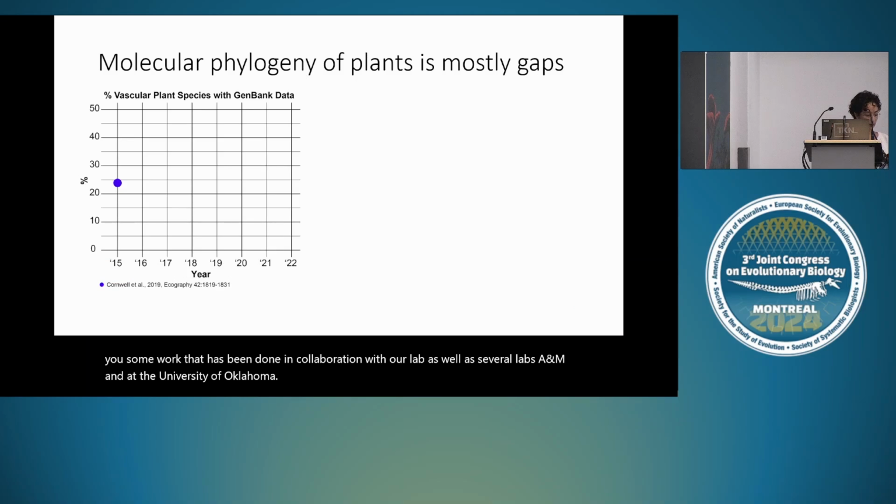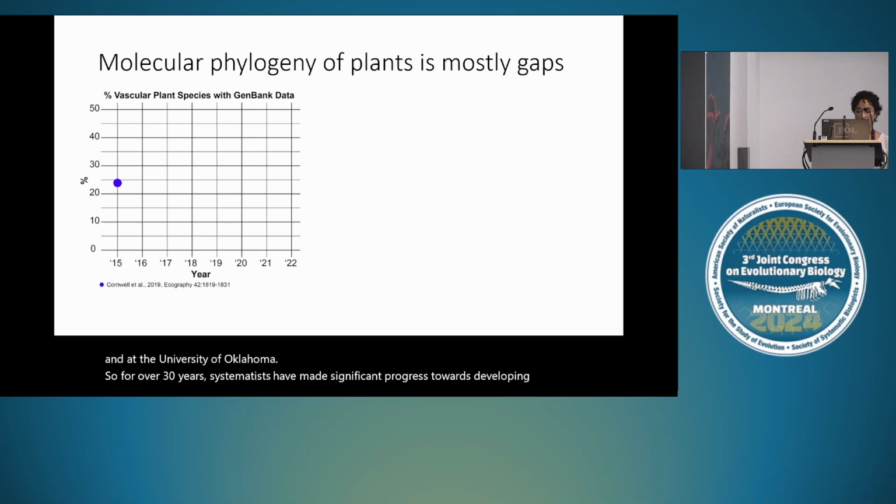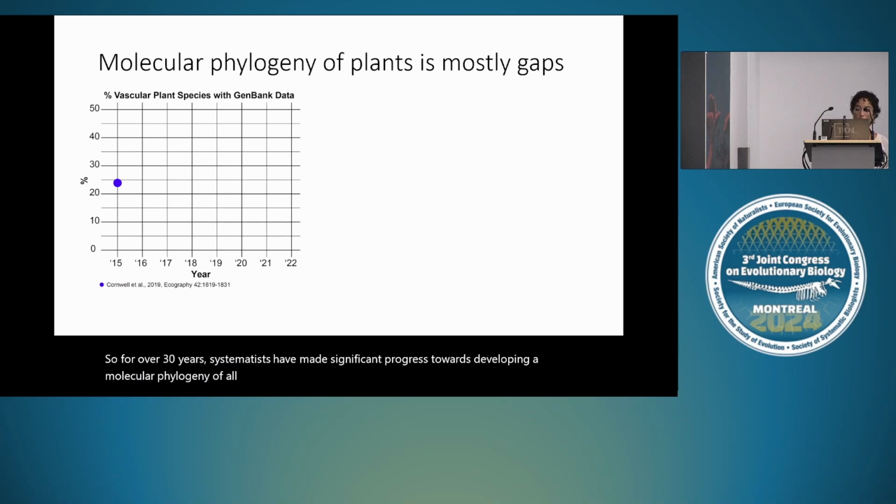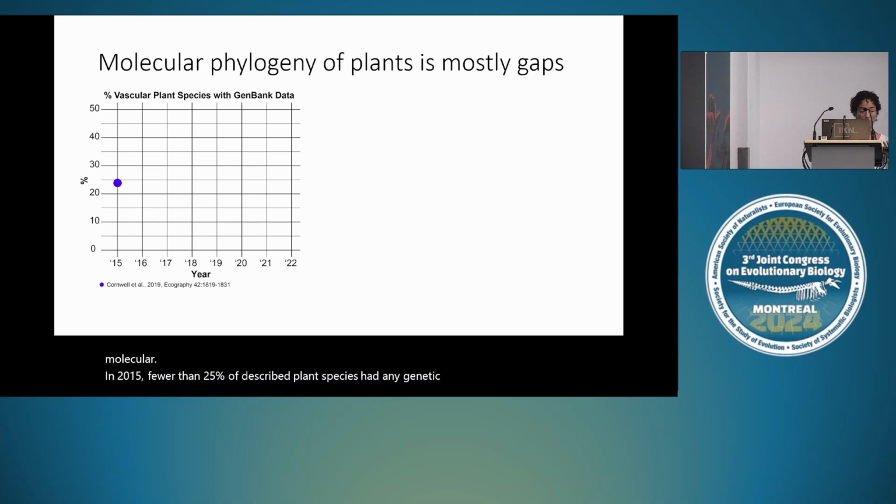For over 30 years, systematists have made significant progress towards developing a molecular phylogeny of all plants. Both the quality and the quantity of this molecular data that underpin the phylogeny continue to improve, and thus so has our understanding of biodiversity, its extent, and the processes that drive its origin. Nonetheless, we're still very far away from the goal of having even half of the known diversity of plants represented by molecular data. In 2015, fewer than 25% of described plant species had any genetic data on GenBank whatsoever.